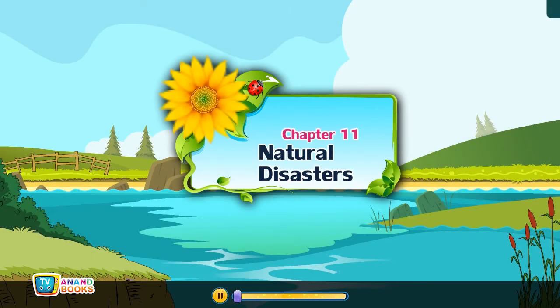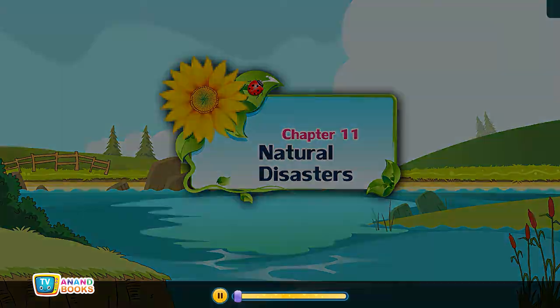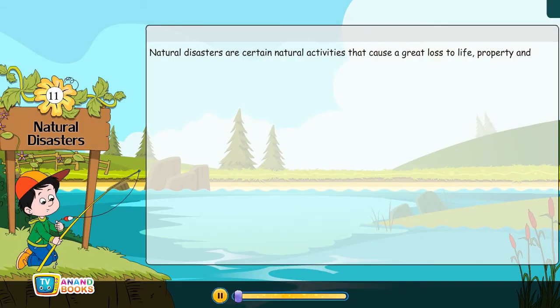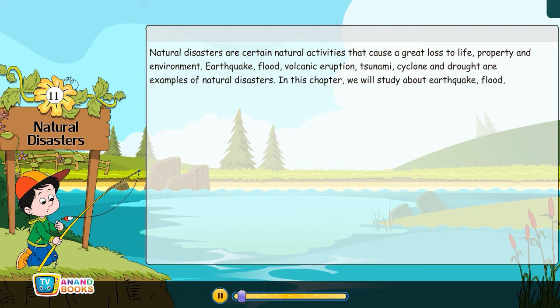Chapter 11. Natural Disasters. Natural disasters are certain natural activities that cause a great loss to life, property, and environment. Earthquake, flood, volcanic eruption, tsunami, cyclone, and drought are examples of natural disasters. In this chapter, we will study about earthquake, flood, cyclone, and drought.